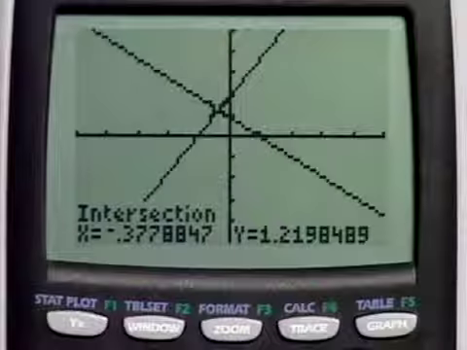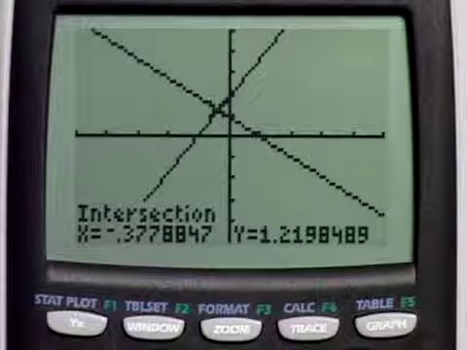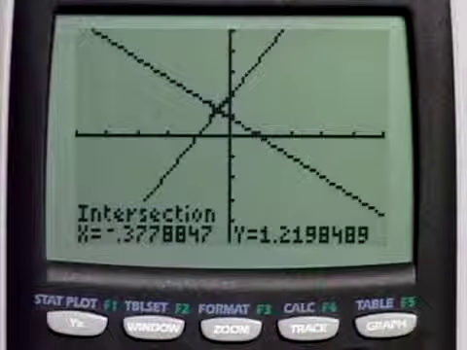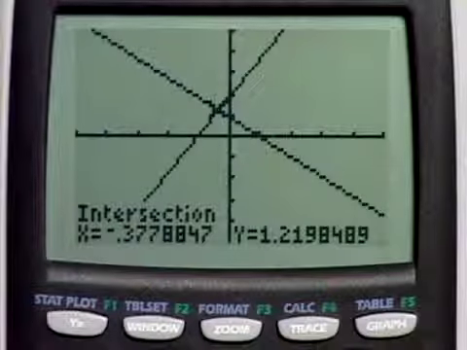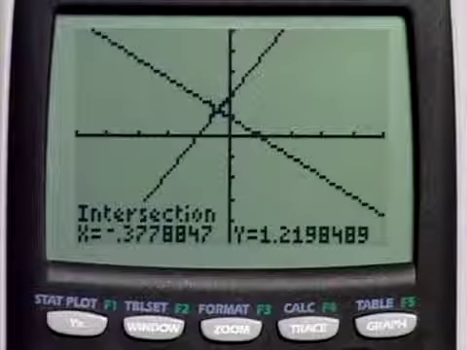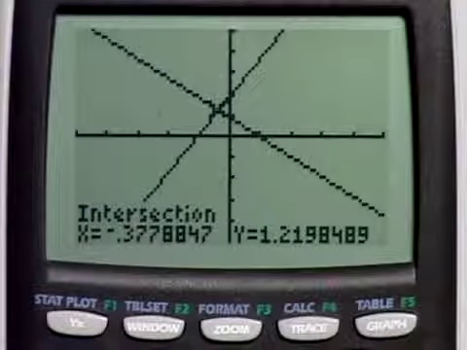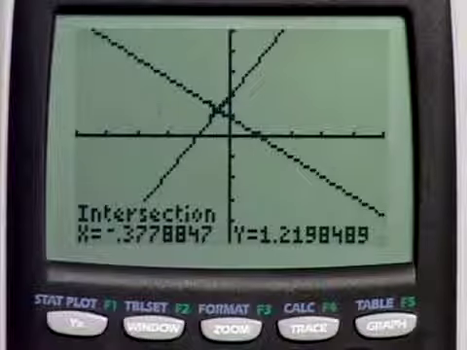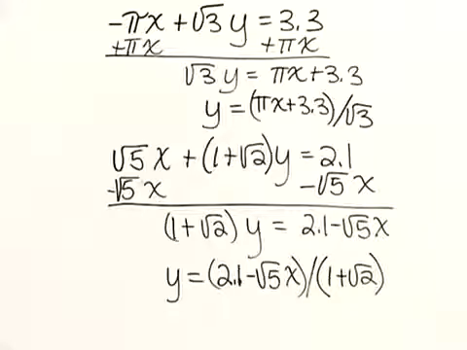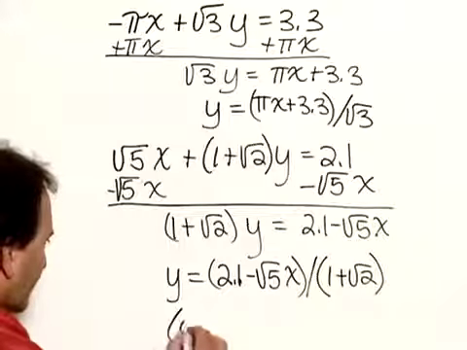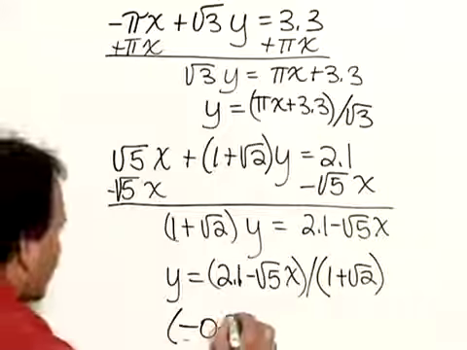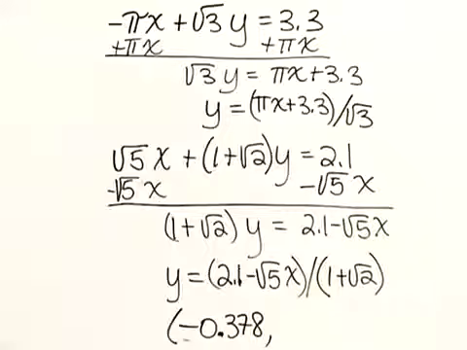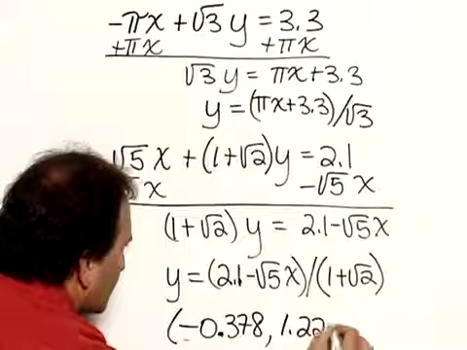And the intersection is x equals negative 0.3778847, y equals 1.2198489. What we'll do is, of course, approximate those to the thousandth, and so we'll round those off and we'll write them on the board. So now that we have the point of intersection, let's write that on the board. That would be the point negative 0.378, comma 1.220.